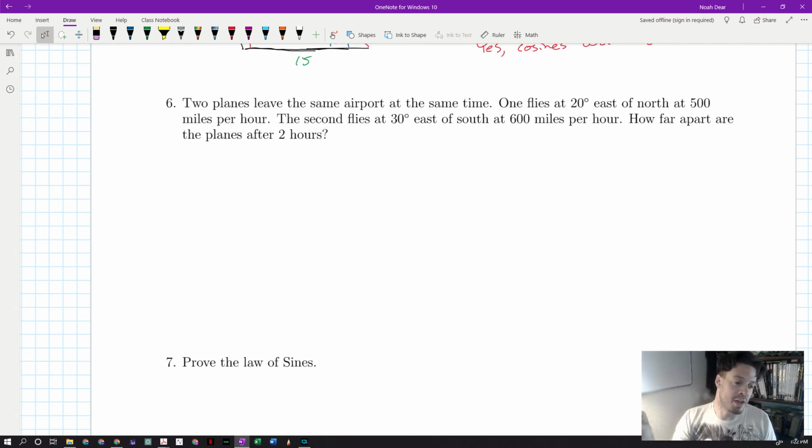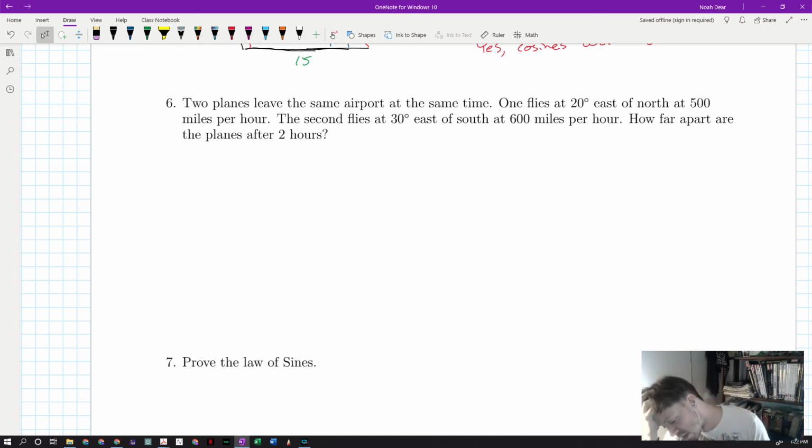All right, we're getting close to finished, guys. And so we're going to look at number 6, do a story problem here. And then we'll prove the law of sines, prove the law of cosines, and call it a day. So let's see, moving to number 6.